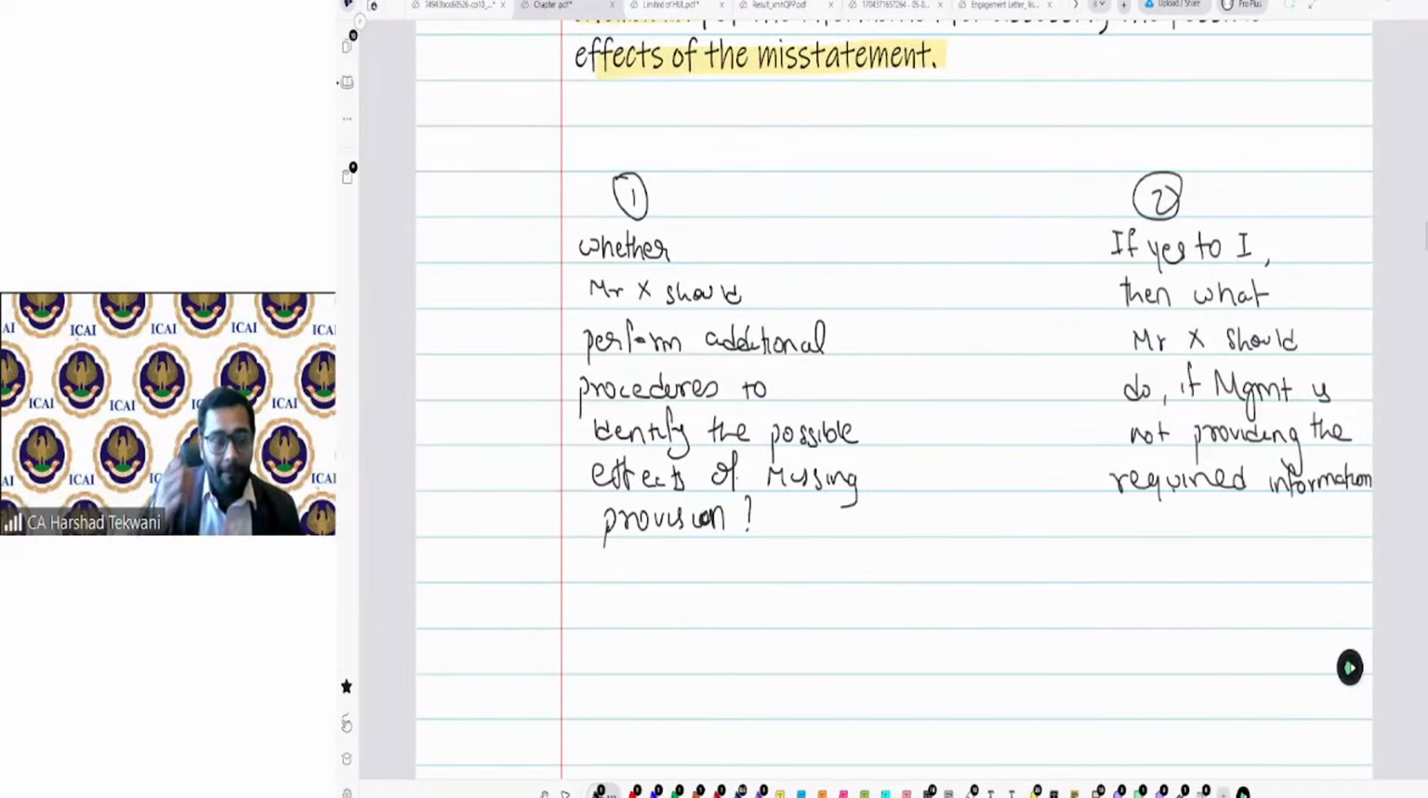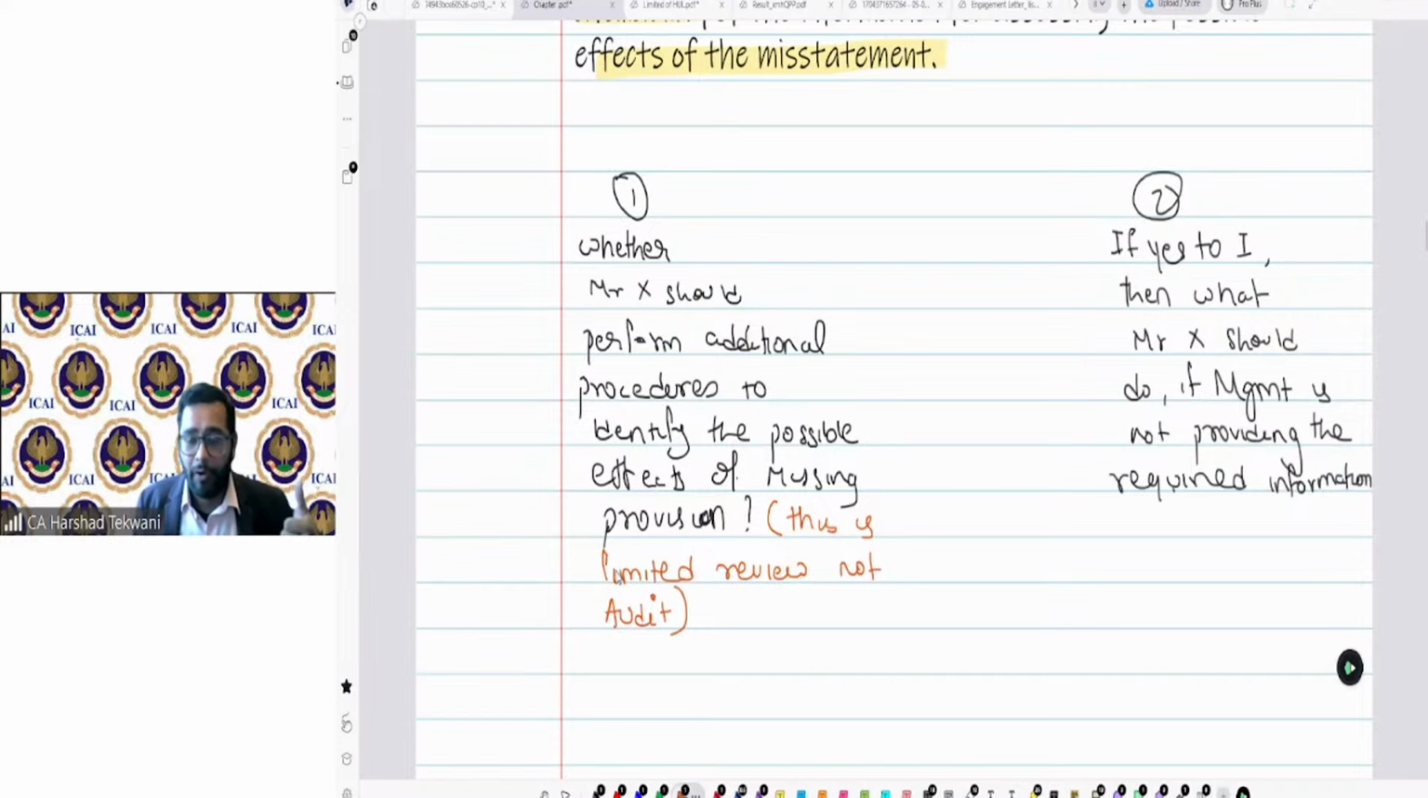The first one is whether Mr. X should perform additional procedures to identify the possible effects of the missing provision. We need to understand this is a case of limited review, not audit. So should Mr. X perform? First question. If yes, then second question: what would be the impact? What should Mr. X do if management is not providing the information? Pretty simple.